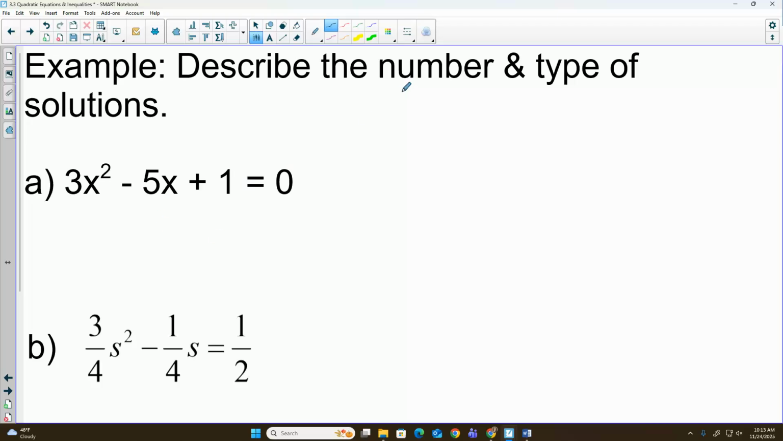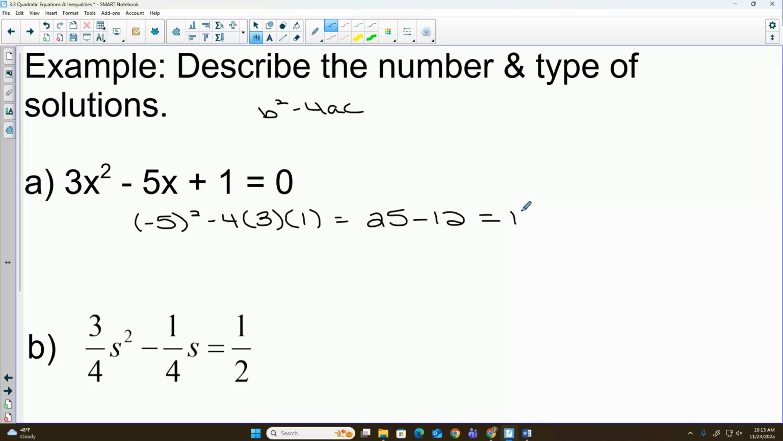All I want is the number and type of solutions. So I'm not asking you to solve it. That means I don't have to do the whole quadratic formula. You certainly could, but all I really need to know is what's going to happen under that square root. So all we need is that b squared minus 4ac. What's my b value on this one? -5 squared minus 4 times, what's a and c? So I get 25 minus 12, which is 13.